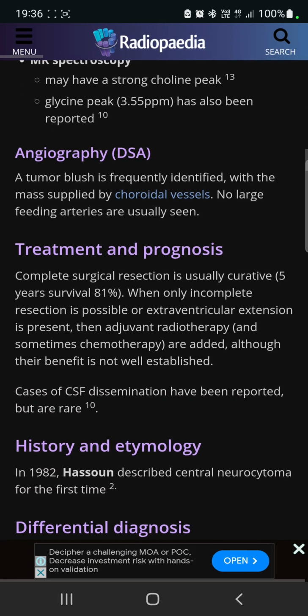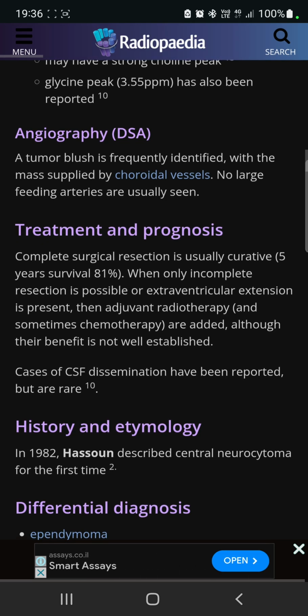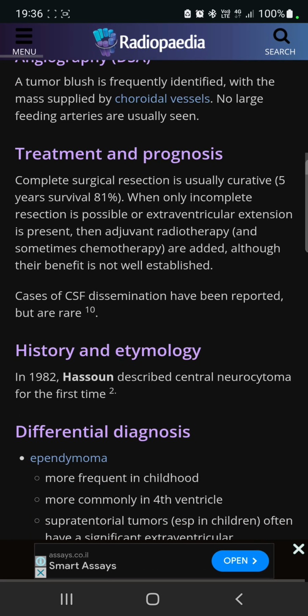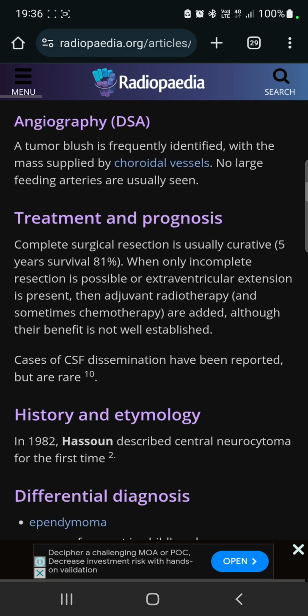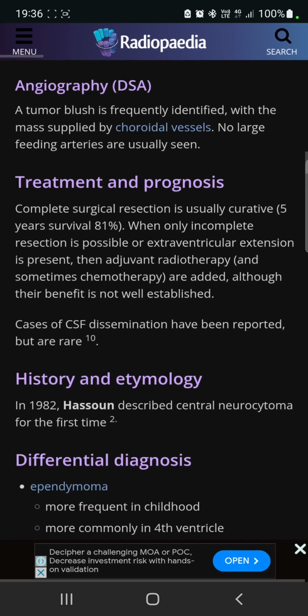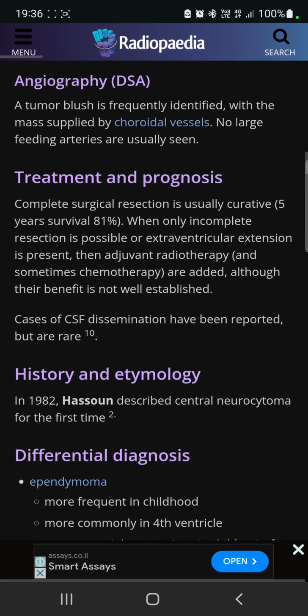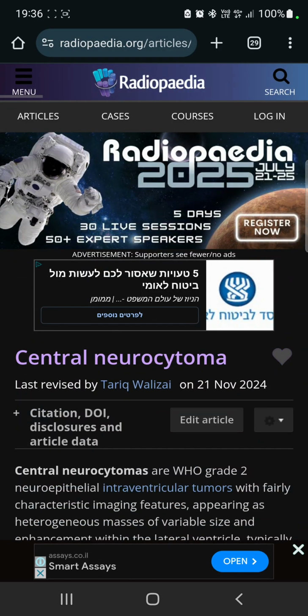Radiopaedia. About the treatment, surgical resection, and if you can't take it all out, you can add some radiotherapy. Anyway, this is about central neurocytoma. Thank you to Radiopaedia, and thank you all, and that's it.